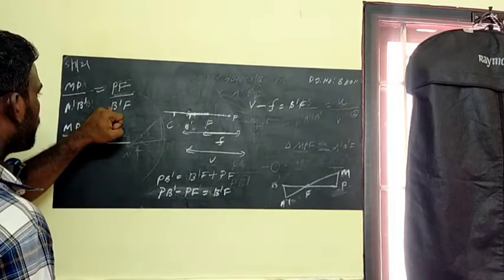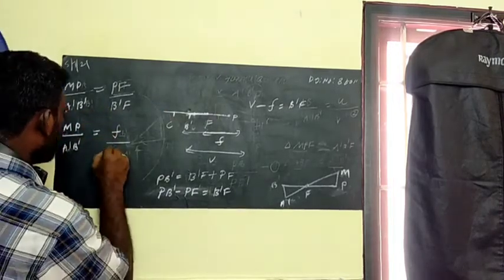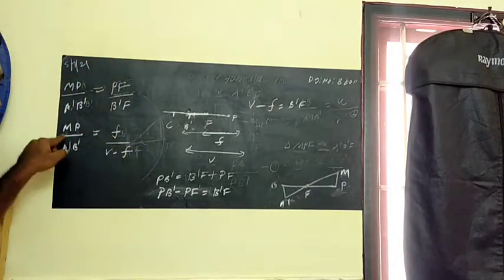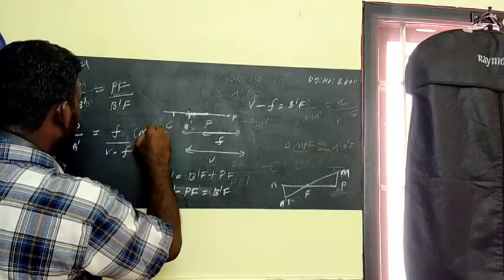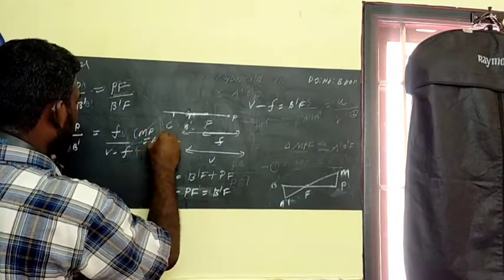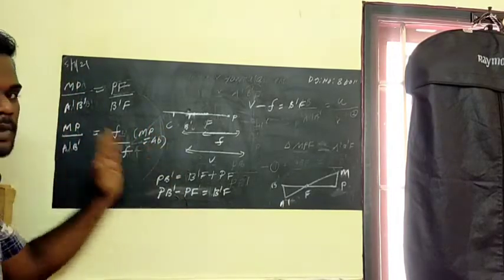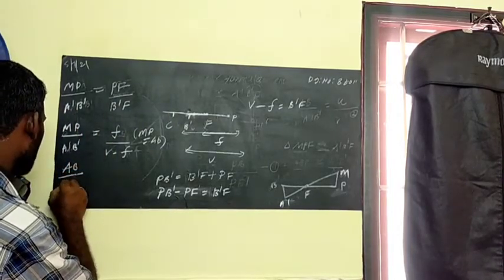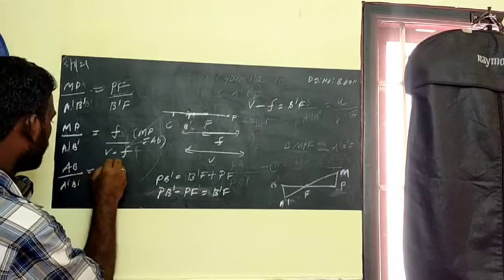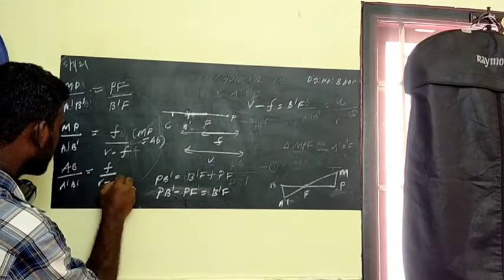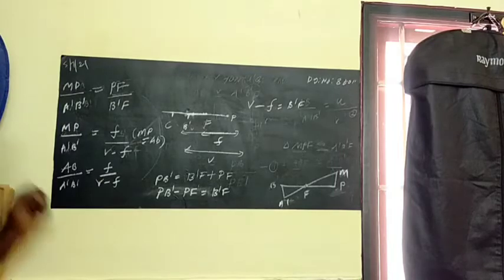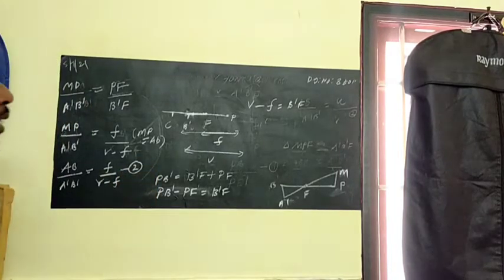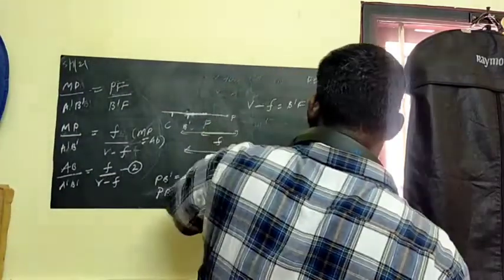So now in place of P dash F, you substitute the value of what? That is V minus F. And I told you, in place of MP, we can also write AB. As I told you earlier, by using the same concept, you just change. So from this, AB divided by A dash B dash equals F divided by V minus F. This is equation number 2.